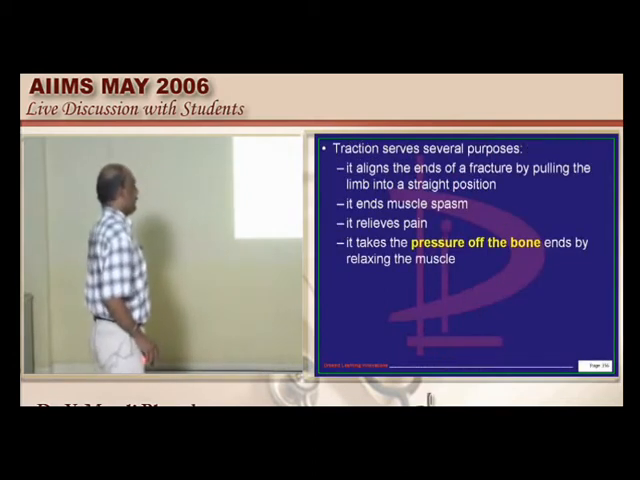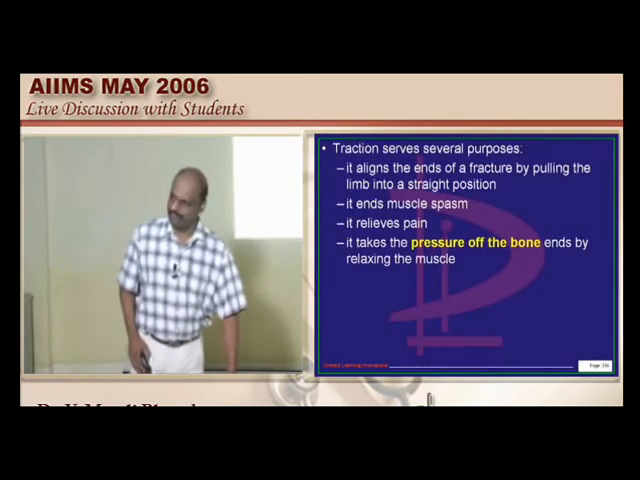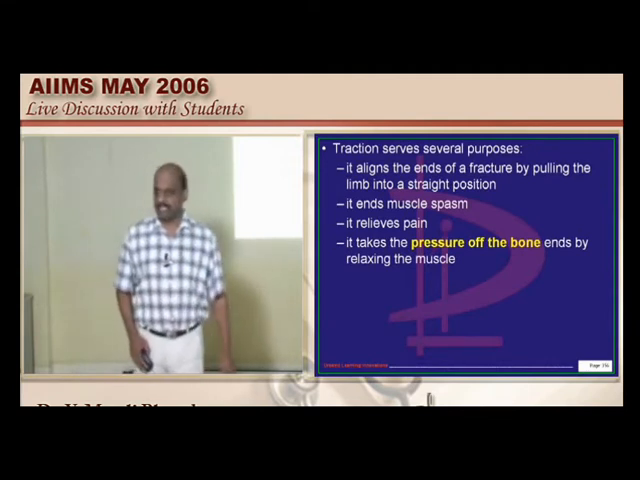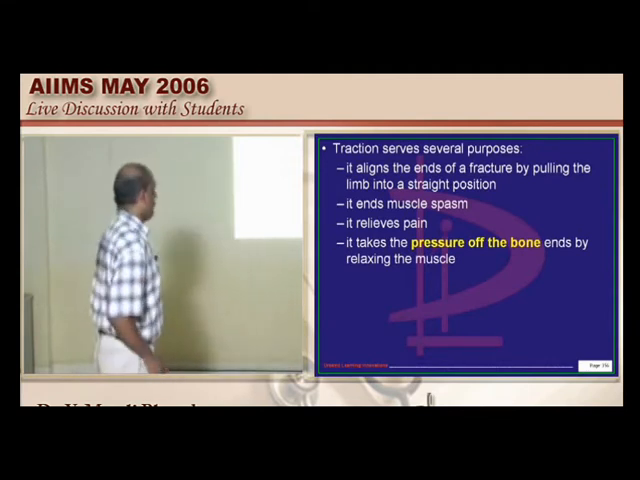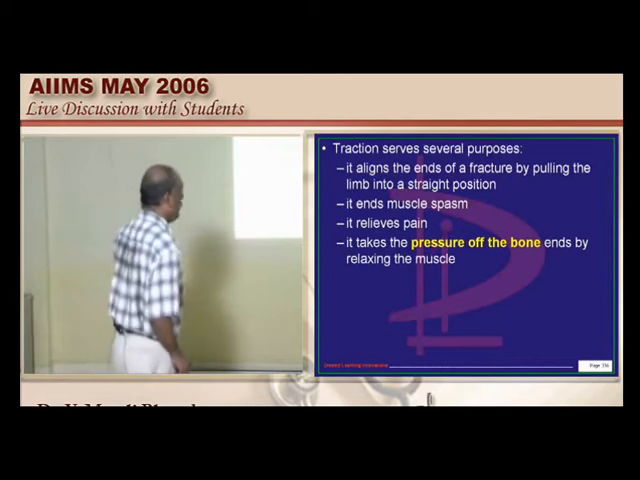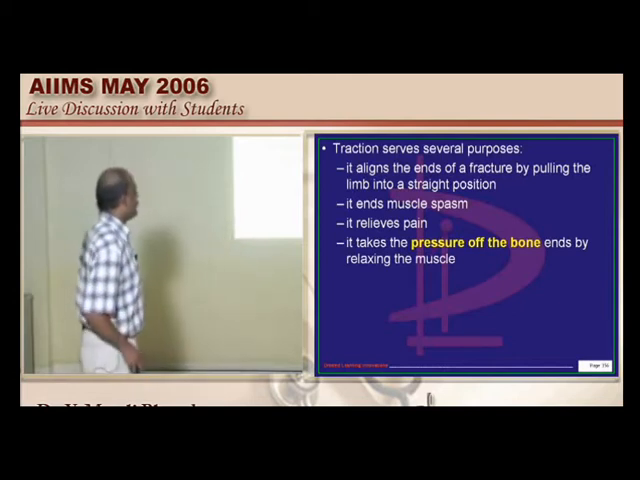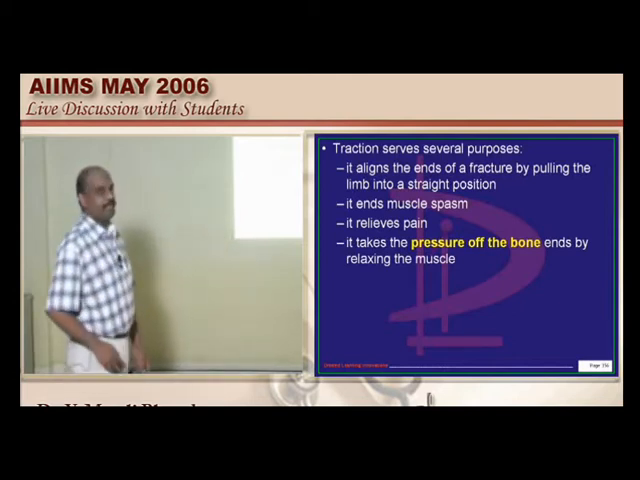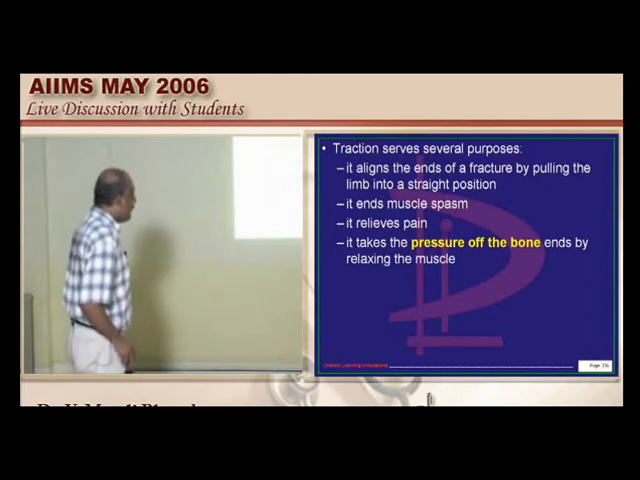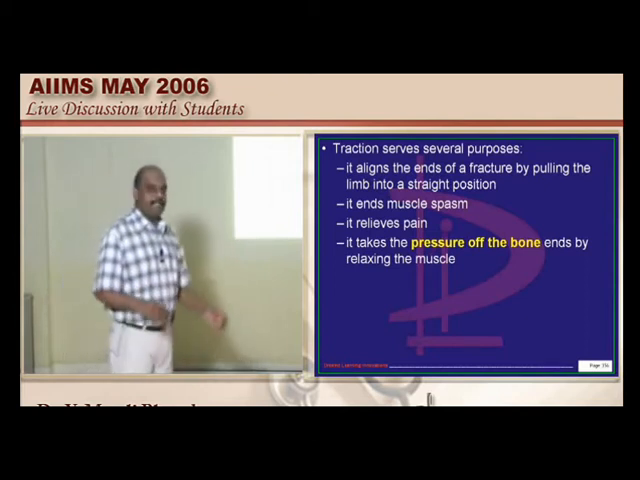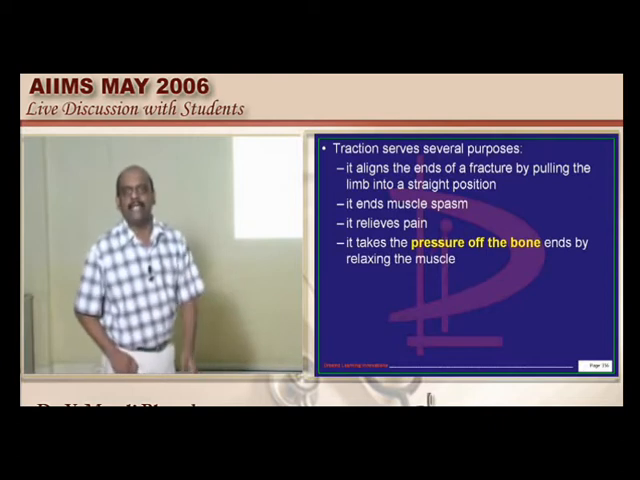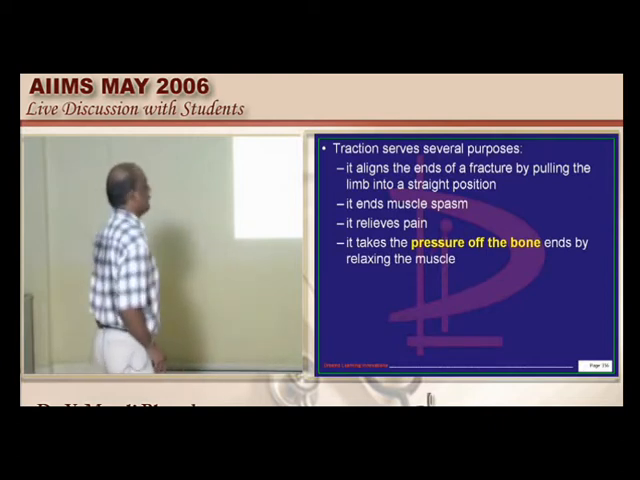Very important question, doctor, but before that I would like to ask you, what is the need for the traction in a given case of orthopedic trauma? Number one, it aligns the ends of the fractures by pulling the limb into a straight position. It ends the muscle spasm, relieves the pain, and it takes the pressure off the bone and promotes the healing. They are all the important purposes.